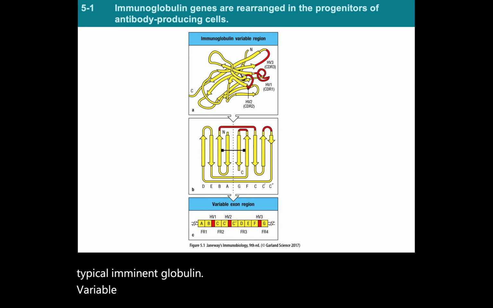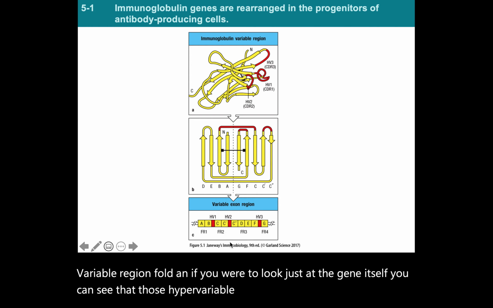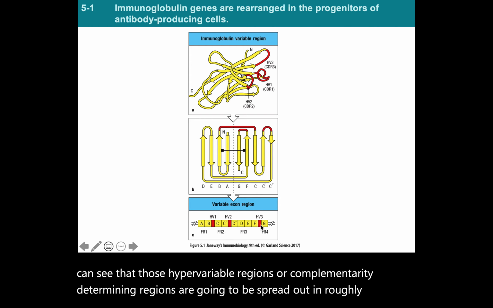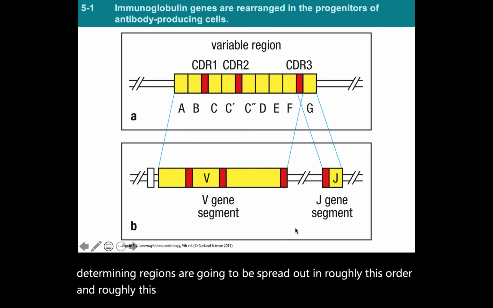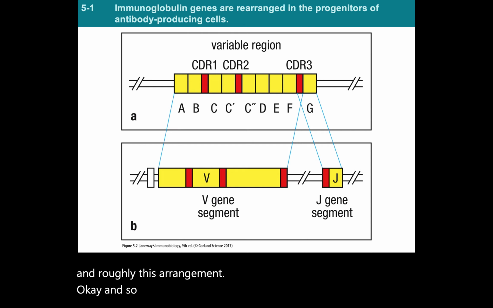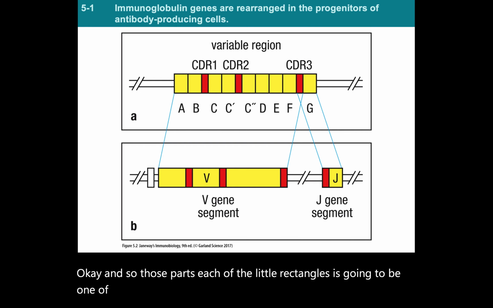And if you were to look just at the gene itself, you can see that those hypervariable regions or complementarity determining regions are going to be spread out in roughly this order and roughly this arrangement. Okay, and so each of the little rectangles is going to be one of these strands. So this is strand A, B, C, C prime, C double prime, D, E, F, and G.